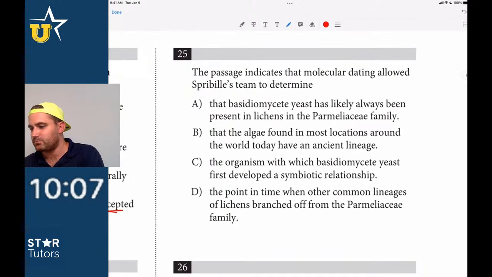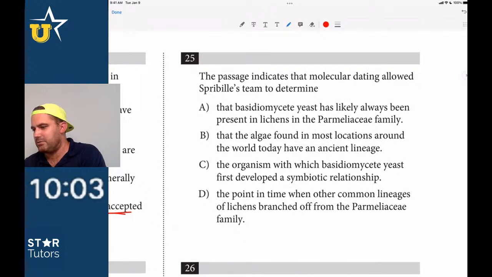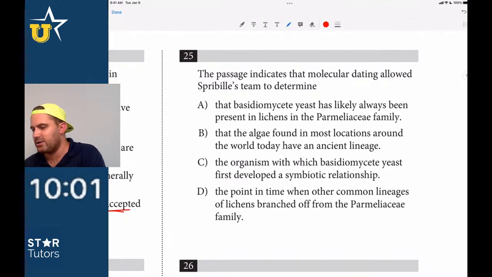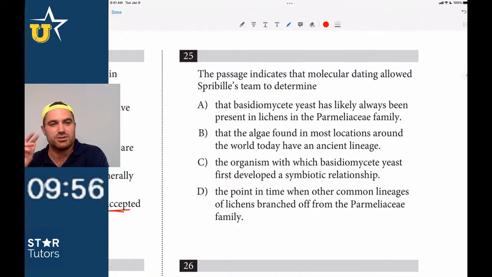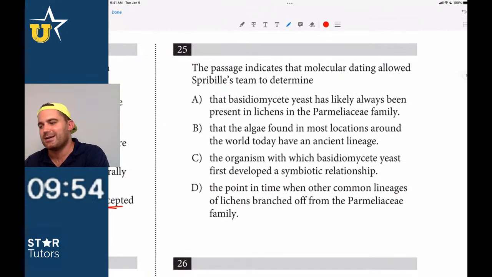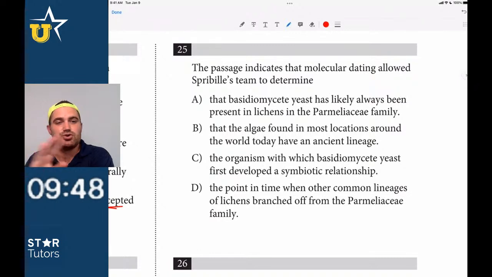Okay. Passage indicates the molecular dating allows molecular divine. I'm not going to go back until I've eliminated. So I try to do that every time. I try not to go back to the passage until I've eliminated at least 2 answers, because there's always 2 on every question that's not just like what does this word mean? There are 2 answer choices that you should be able to eliminate if you understood the passage.